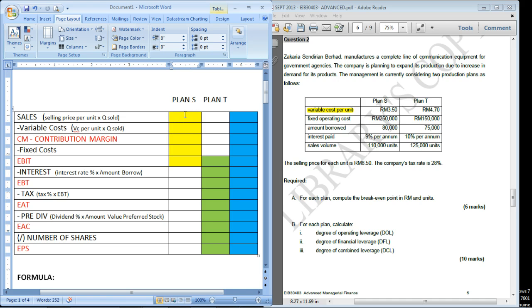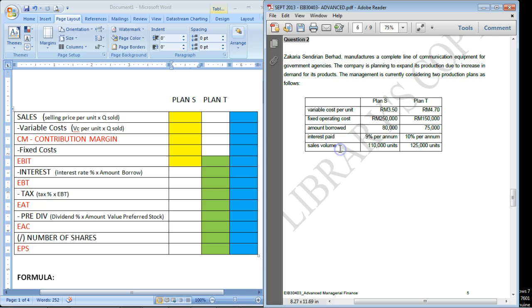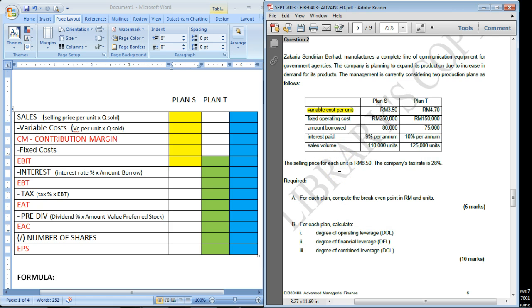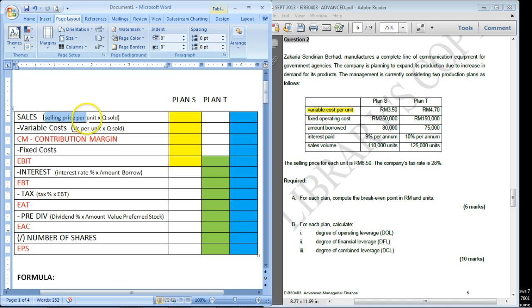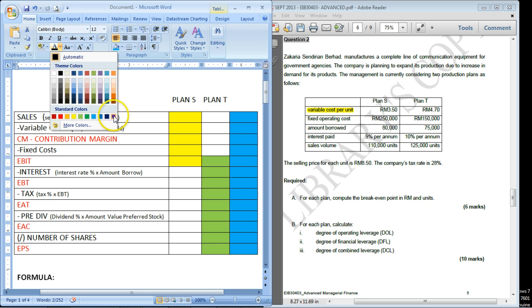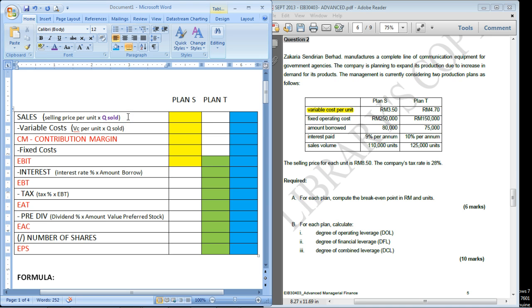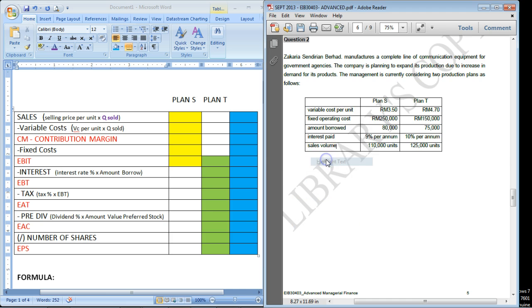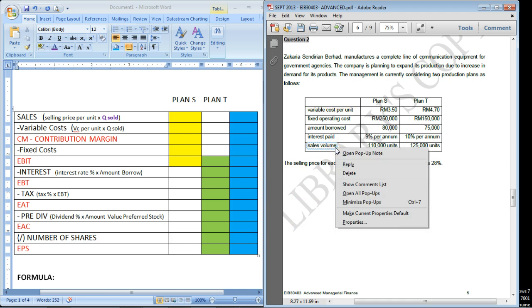Now plan S. You can see this information: variable cost per unit, fixed operating cost, amount borrowed, interest paid, sales volume, and selling price. So this question is not in total form, it is in the form of per unit, correct? So to find total sales, how? Selling price per unit times your quantity sold. What is another name for quantity sold, class? Quantity sold, we can put it as sales volume. This is quantity sold.